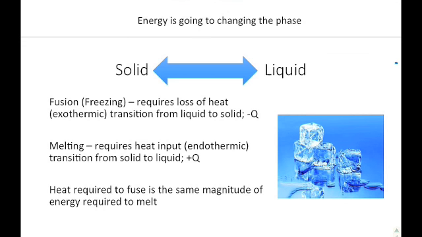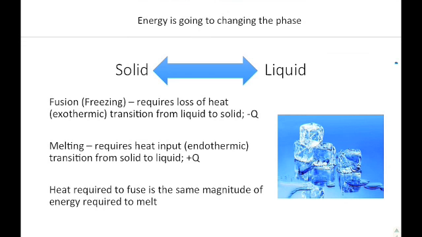You have solid to liquid and liquid to solid. It's called fusion or freezing when you go from a liquid to a solid, and that requires a loss of heat. It's an exothermic transition, and because of that, it's a negative Q value. Whenever you're melting, on the other hand, you're moving from a solid to liquid. It requires heat input. That's called an endothermic transition, and it has a positive Q value.